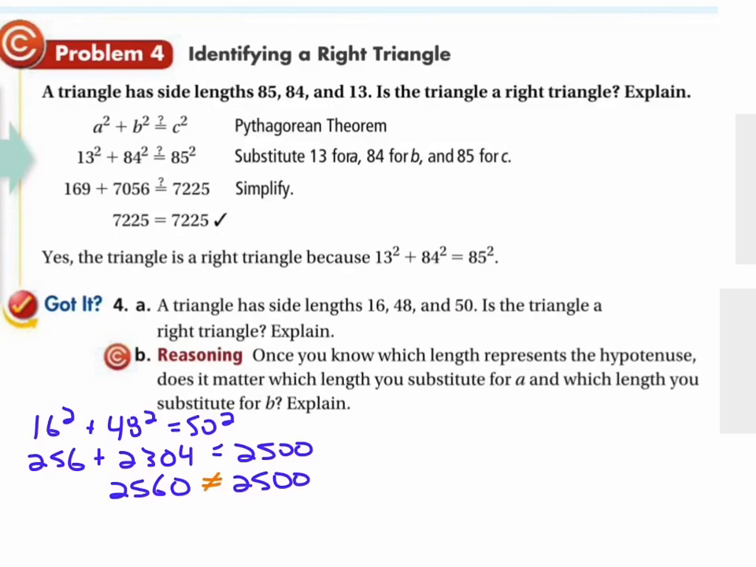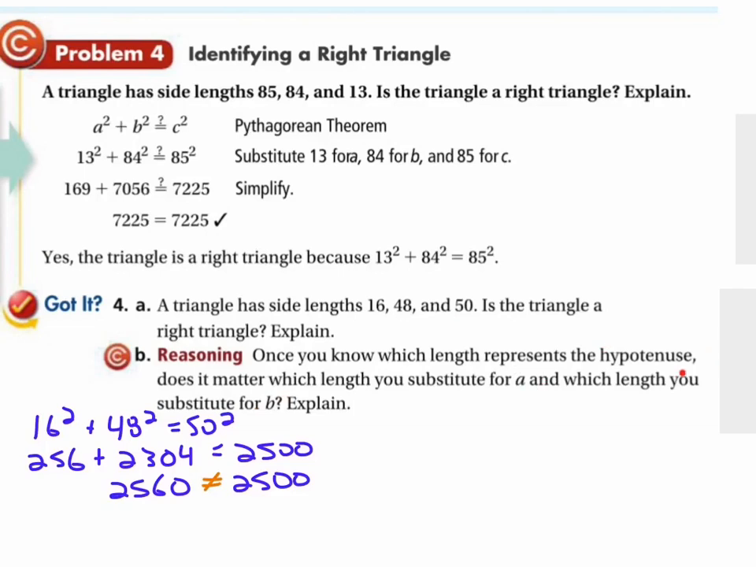Nope. So is the triangle a right triangle? No, because squaring the two shorter sides and adding them together does not equal the square of the longer side. Okay. Part B says, once you know which length represents the hypotenuse, does it matter which length you substitute for A and which length you substitute for B? Explain. No, it does not.